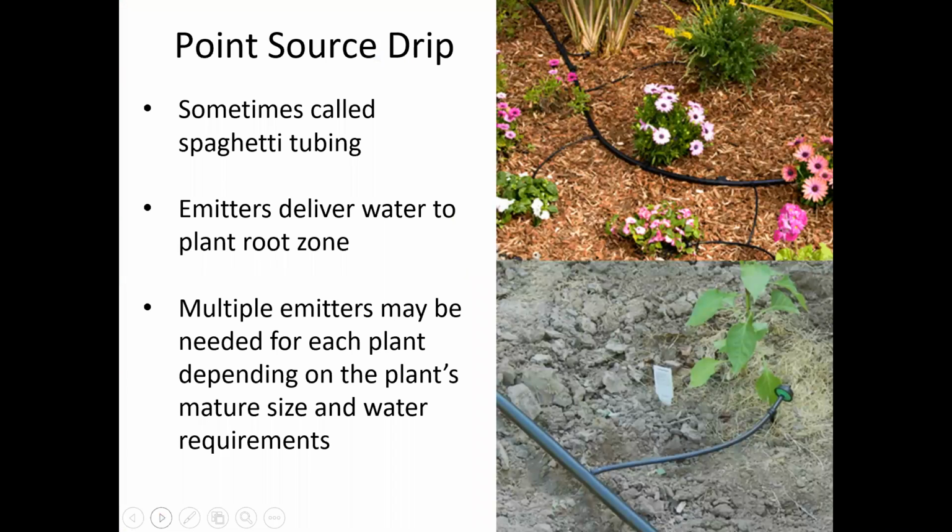The next type is point source drip, which is also called spaghetti tubing. The benefit of this drip is you can have multiple emitters and install them where you like along the tube. And you can change things around as your plants begin to establish themselves. One caveat with this type of drip irrigation is that because of the nature of the spaghetti tubing, the emitters can burst off. So when you're auditing your irrigation, that's something that you're going to want to be checking.